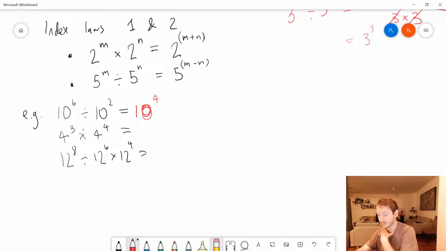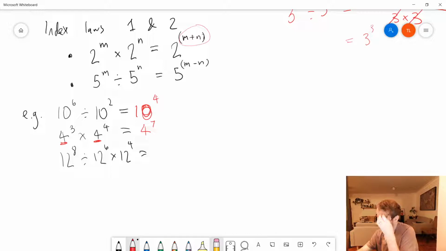4 to the 3 times 4 to the 4. So they've got the same base number. So I'm going to be using my 4 here. 3 and 4. Really tempting to times them, but have a look at the index law. M times n gets us m plus n at the end. So 3 plus 4, 4 to the 7.